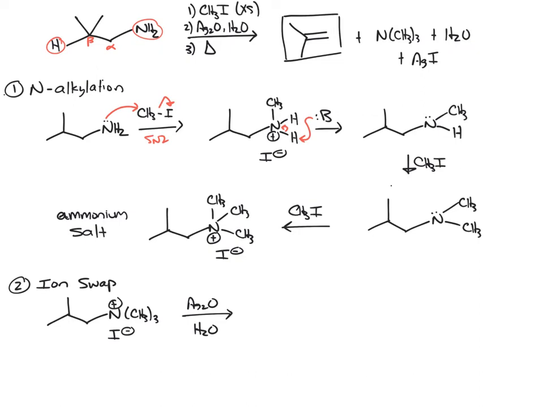Because what actually happens is the silver oxide and water is generating hydroxide, and the silver will pair up with the I minus, take that and form silver iodide precipitate. So it gets rid of the I minus and replaces it with OH minus. So there's our new ion. And finally, step 3 is heating.